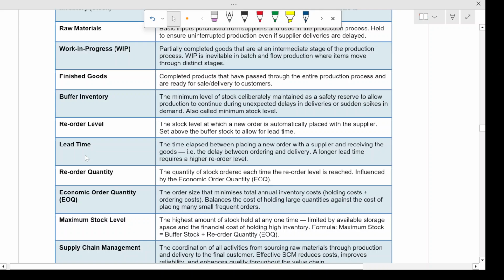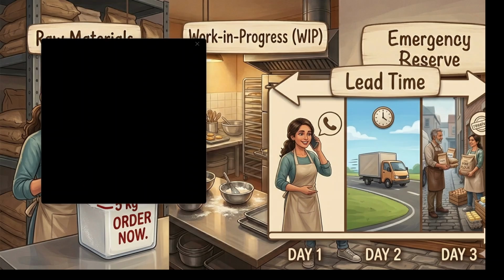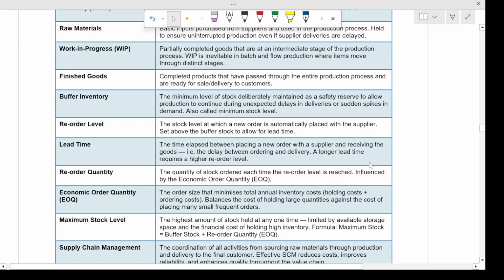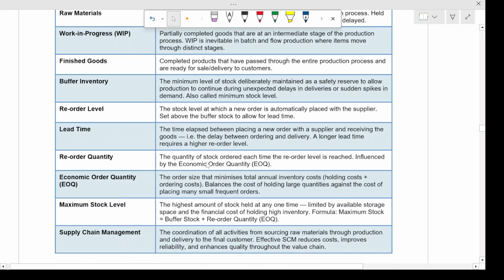Next, the lead time, the time elapsed between placing a new order with the supplier and receiving the goods, i.e., the delay between ordering and delivery. So for Zara, this was 3 days, from day one to day three. All right. Next, a longer lead time requires a higher reorder level.